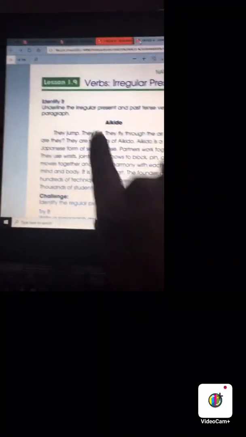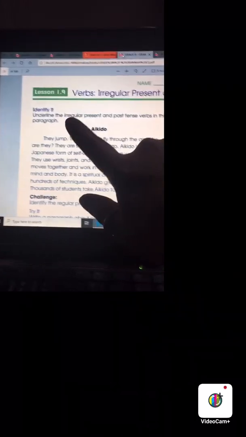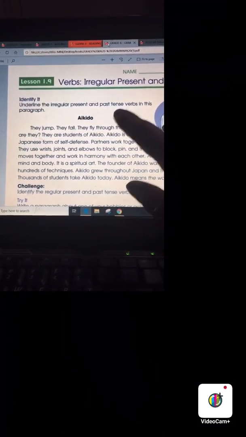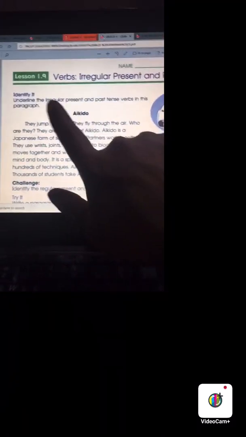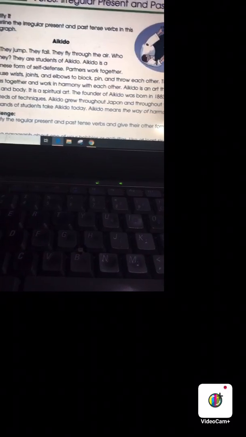Page 23 is this, and we have the identifier. We are going to copy the identifier in your notebook. So we're going to copy: underline the irregular present and past tense verbs in this paragraph. It says irregular: all the ones whose forms are different. For an example, cook, cooked is regular, but eat, ate is irregular. So we're going to find all the irregulars in here and we are going to underline them. How? The following way. Very simple.